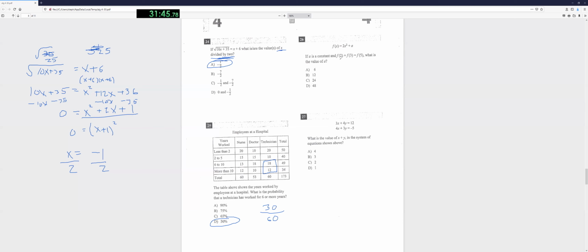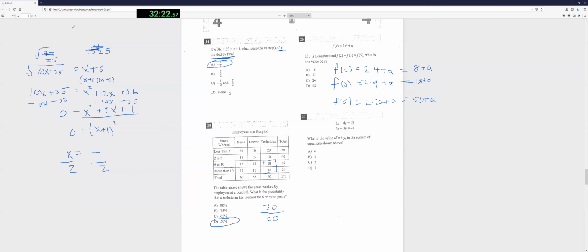If a is a constant and f of 2 plus f of 3 equals f of 5, what is the value of a? Well, let's find out. F of 2 is 2 times 2 squared plus a, or in other words, 8 plus a. F of 3 is 2 times 3 squared, which is 18, plus a, so 18 plus a. And f of 5 is 2 times 5 squared plus a, which is 50 plus a.